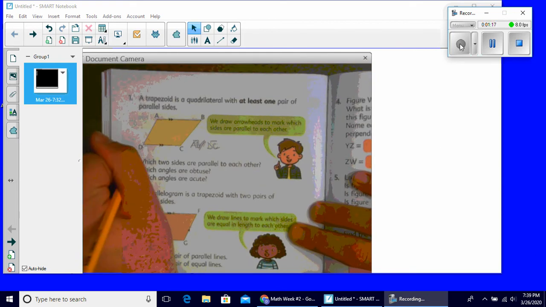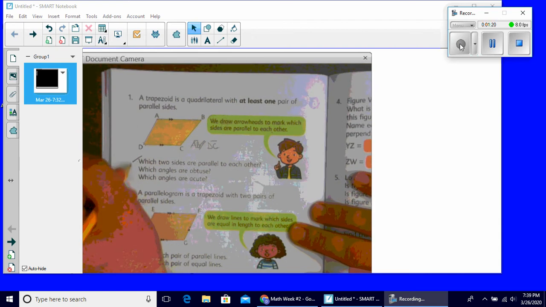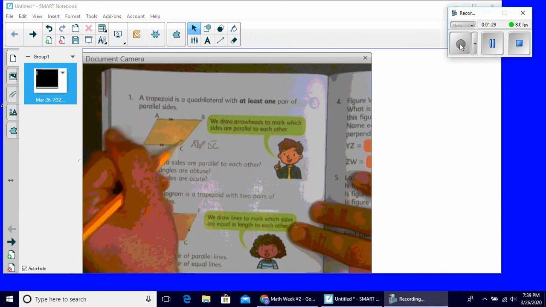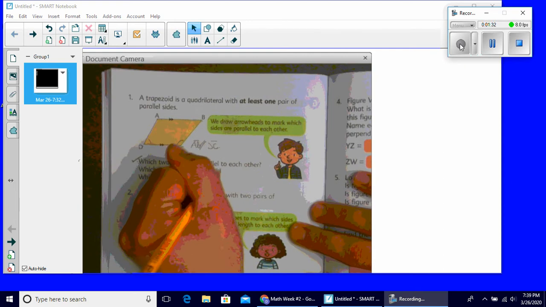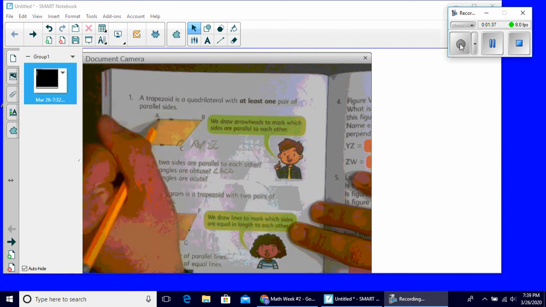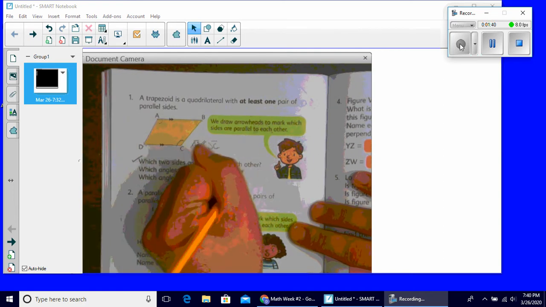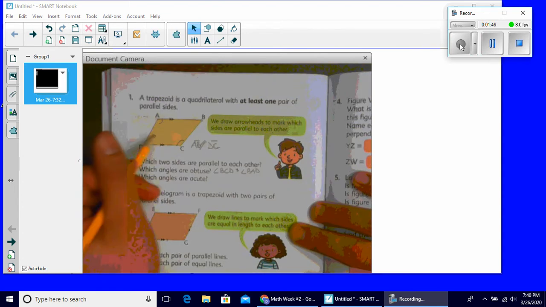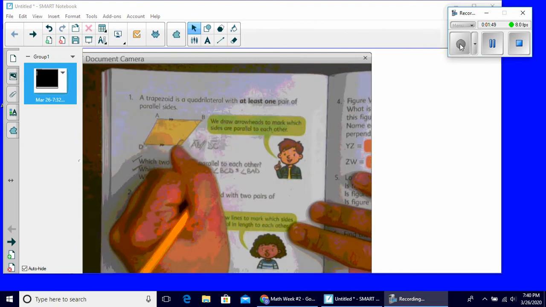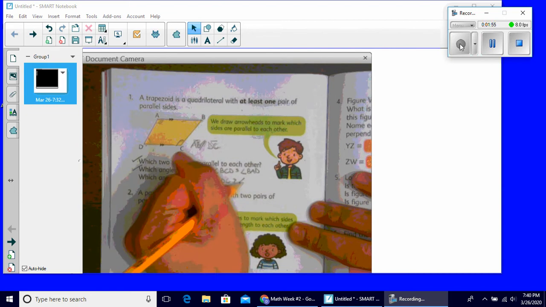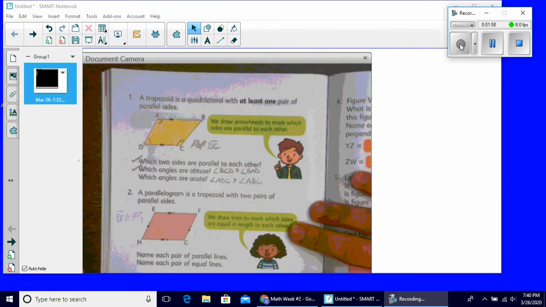Next question. Which angles are obtuse? We know from our studies of angles that obtuse angles are greater than 90 degrees. So angle BCD is obtuse, angle BCD, and angle BAD is obtuse. So I would write angle BAD. Which angles are acute? The other 2 angles, angle ADC and angle ABC. And you guys remember how to write the names of angles.